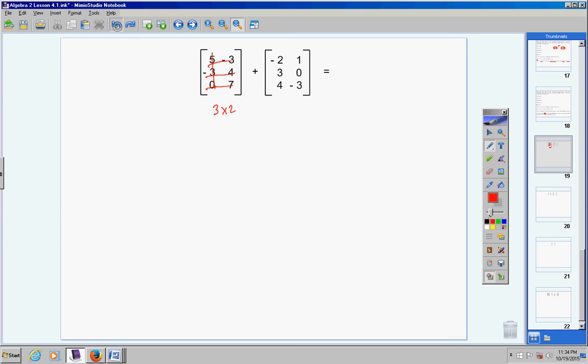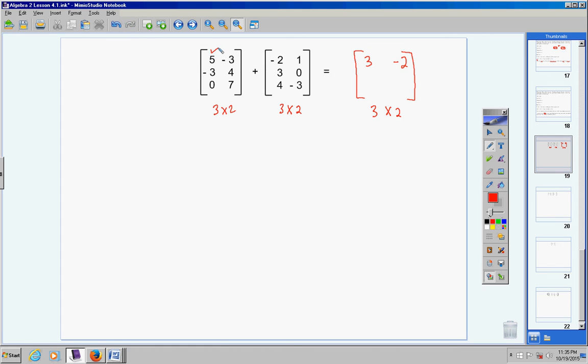This is also a 3 by 2, so it's always important to check your dimensions. So I know my answer is also going to be a what? A 3 by 2. And here we go. Watch how easy this is. You take this entry here and this entry here. So 5 plus negative 2 is 3. If you're bad with signed numbers, use your calculator. Okay, please. Alright, then we take negative 3 plus 1, which is negative 2.